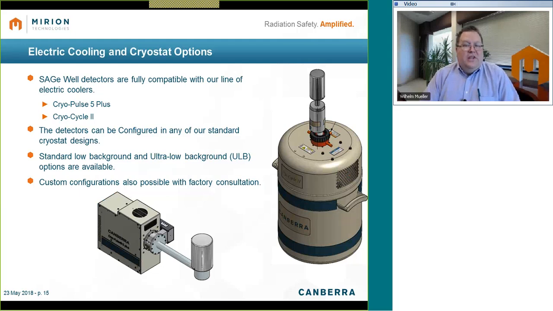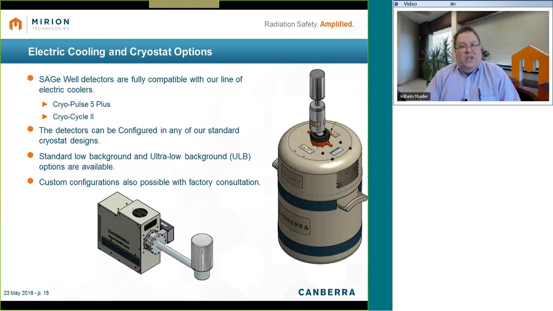So because of the low capacitance and the low noise characteristics of the SAGE well detector, it's also much more resistant to microphonic effects, which gives us the opportunity to be able to offer the SAGE well detector with any standard cryostats that we have on offer. That includes the electrical coolers of the CP5 Plus and our Cryocycle 2 offerings.